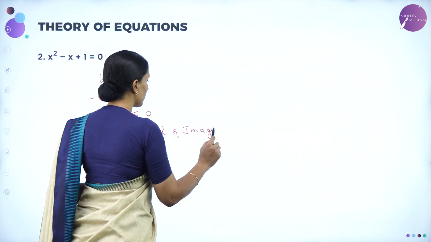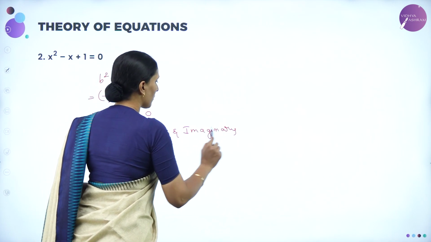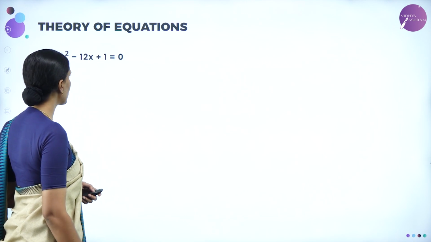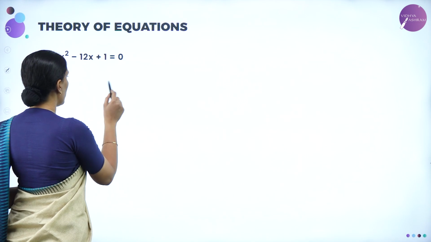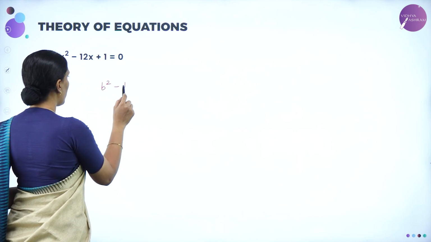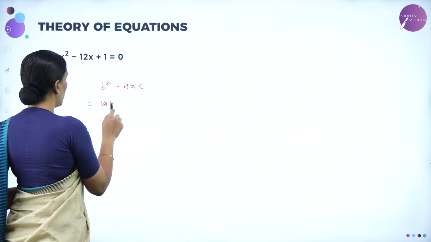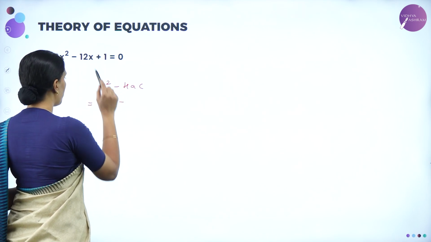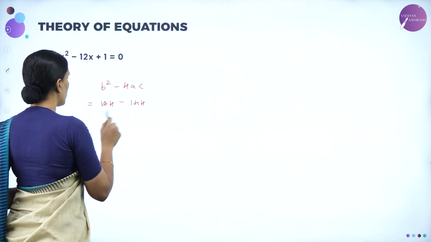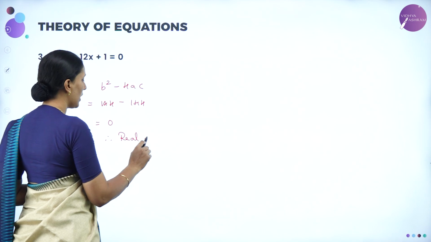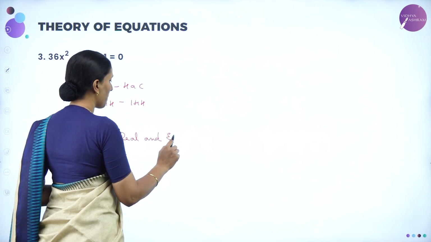Next, 36x square minus 12x plus 1 is equal to 0. So b square minus 4ac: 12 square is 144, and 36 into 4 into 1 is 144. So it is 0. So therefore here the roots are real and equal.